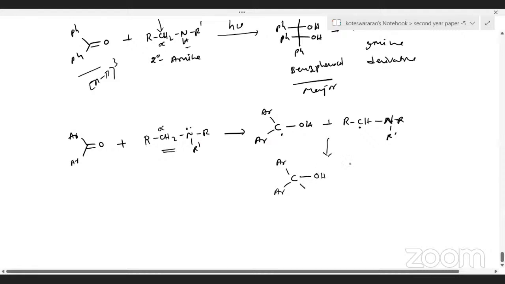Later, they combine together and produce the aryl OH. This reaction involves homolytic bond formation between the carbon radical obtained from the tertiary amine and the carbon radical obtained from the aromatic ketone. Now it leads to the formation of CH-NRR'. This is the tertiary amine group, and R. This is the product. This is the major product obtained.